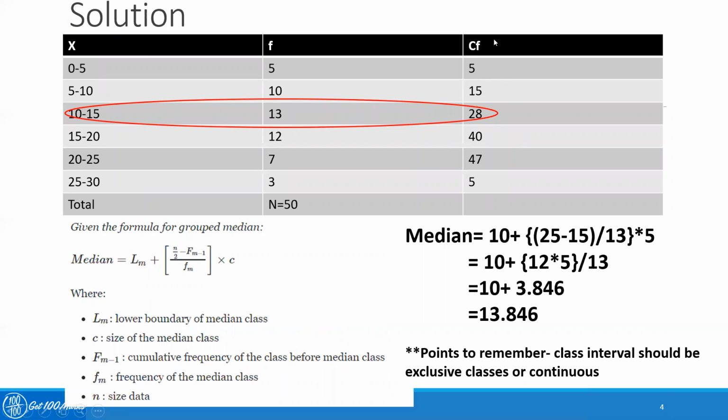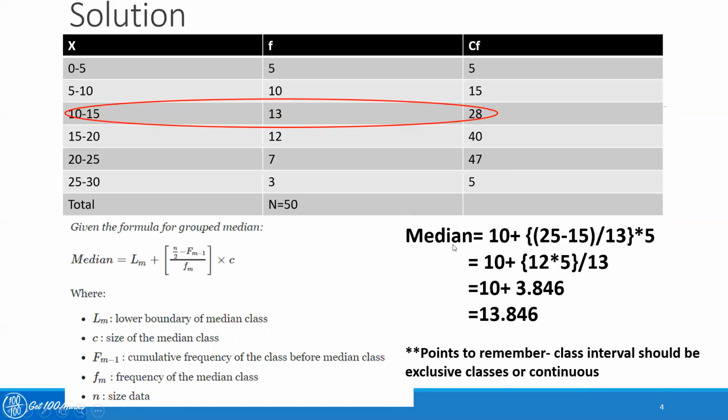So I've created the next column CF, which is 5. Then the next one will be 5 plus 10, 15, 15 plus 13, 28. So I calculated all the cumulative frequencies. The last one will be 50. That's a typo on the slide, it should be 50.